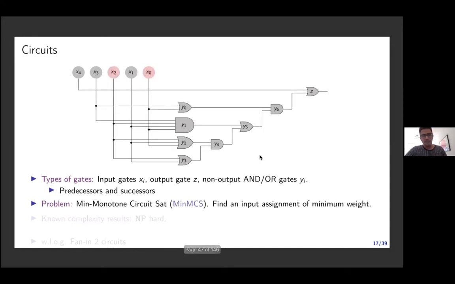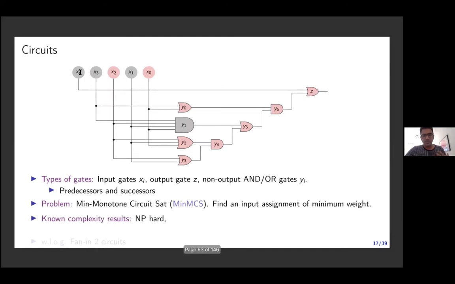So here is an input assignment. So you assign x0 and x2 as 1. And because you have OR gates here, these gates get satisfied, and then this AND gate gets satisfied, then followed by this, and finally your output gate is satisfied. So this is a satisfying assignment. Now this is not the optimal assignment, because the optimal assignment would simply be setting x4 equal to 1.